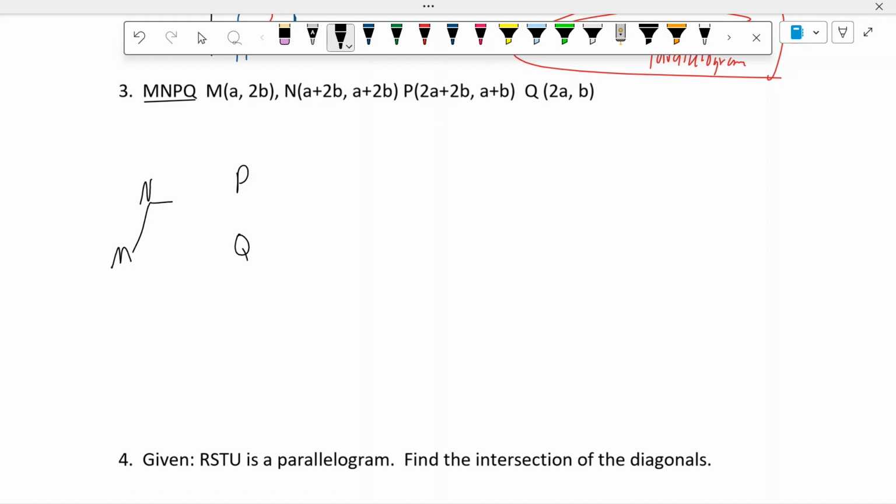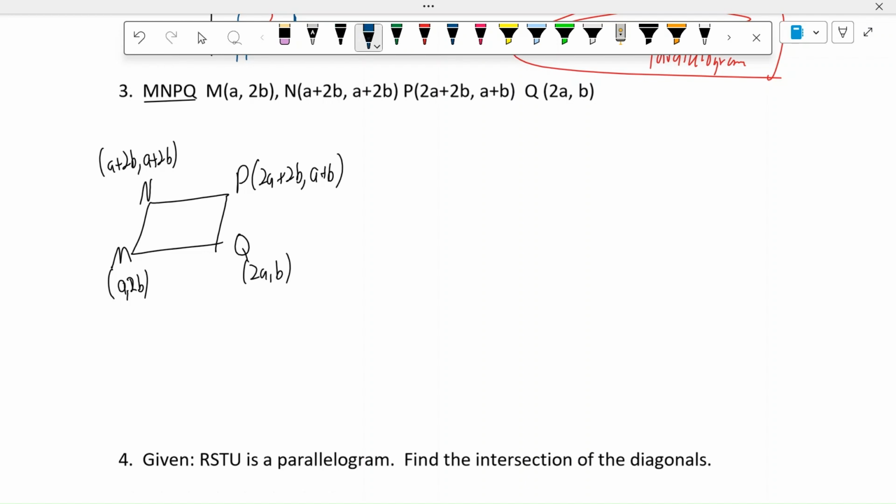MNPQ is the name. And now I can put my coordinates right next to them if I think that's going to be helpful. So M is A, comma 2B. N is A plus 2B, comma A plus 2B. Point P is 2A plus 2B, comma A plus B. And Q is 2A, comma, B.